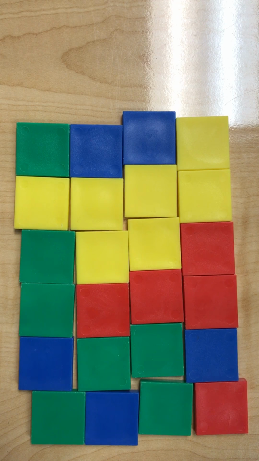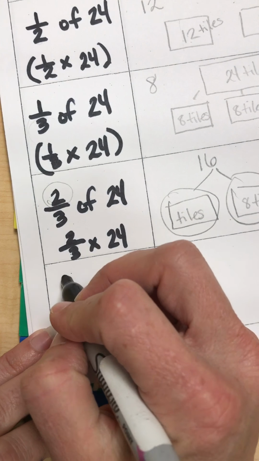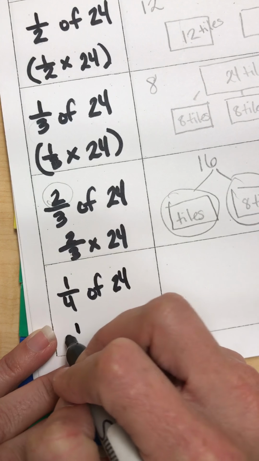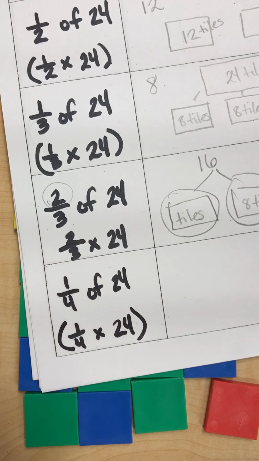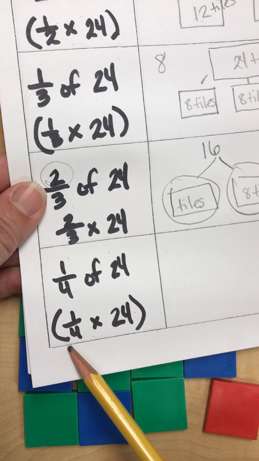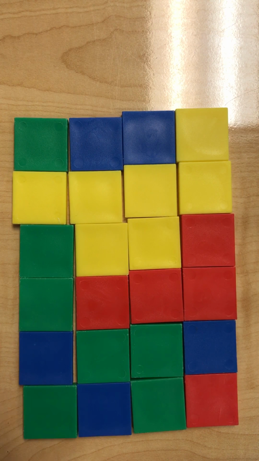And my next problem is 1/4 of 24. Same thing as 1/4 times 24. It means the same thing. So now how many groups do I need? I need 4 equal groups. And once I have 4 equal groups, I only need 1 of those 4.